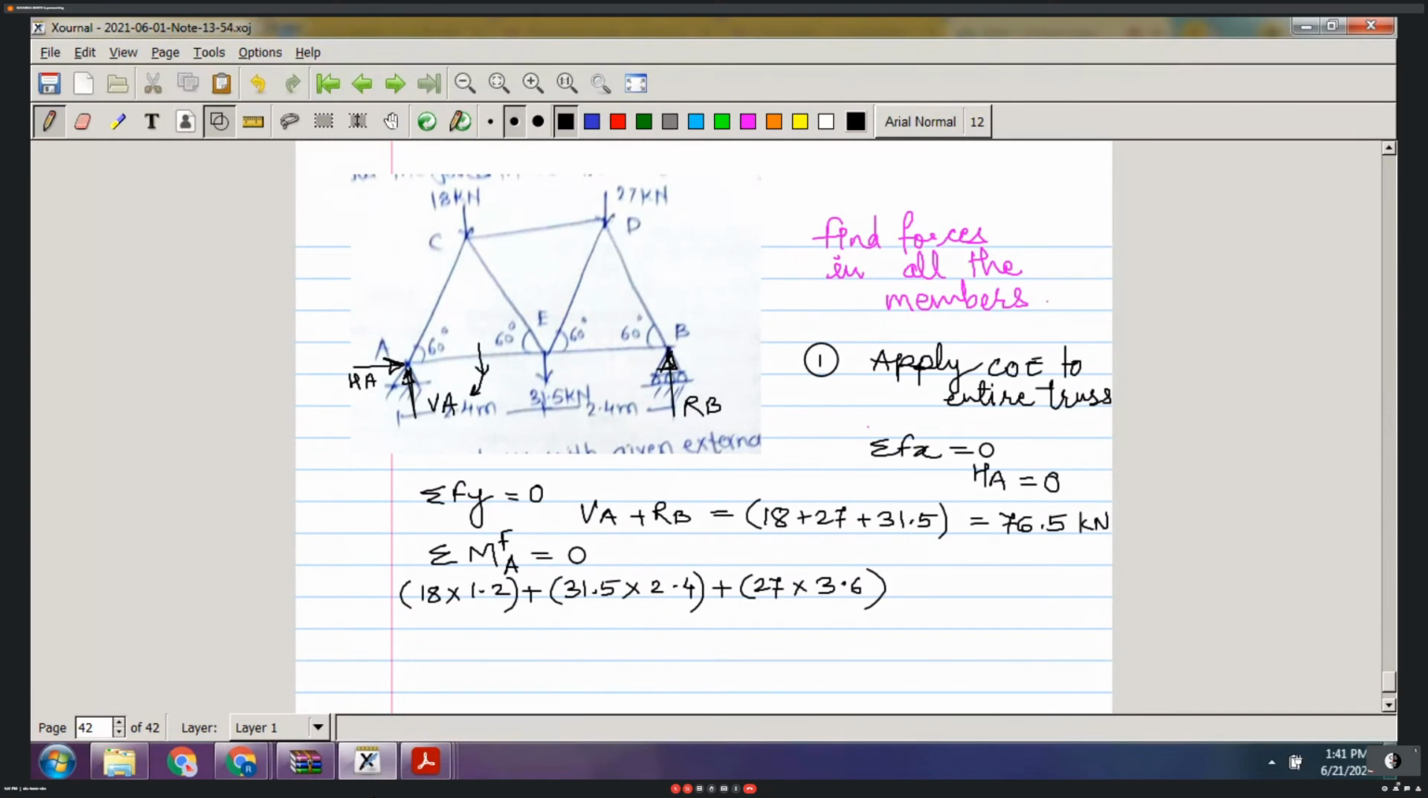And lastly my RB is upward. So about point A it will create an anti-clockwise rotational effect. So write with minus sign, it will be RB into 2.4 plus 2.4, that is 4.8, is equal to 0. Is it clear to all? Did everyone understand the equation? Tell me, what value of RB are you getting?